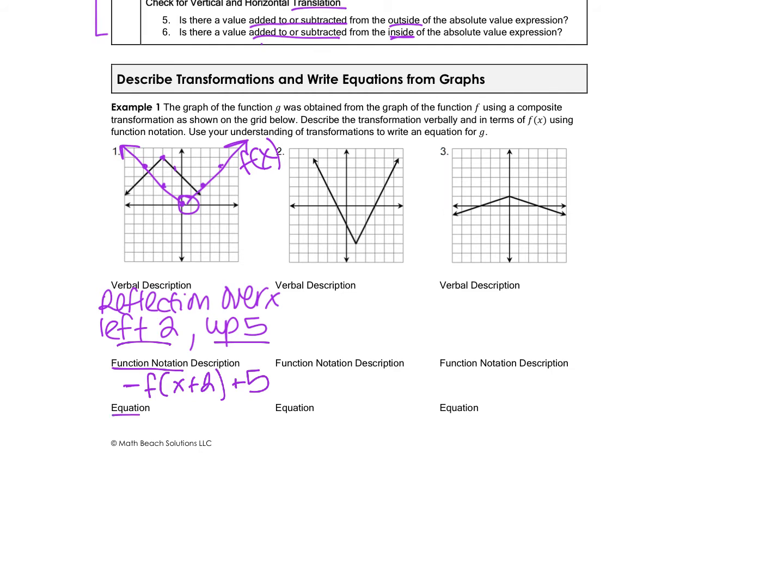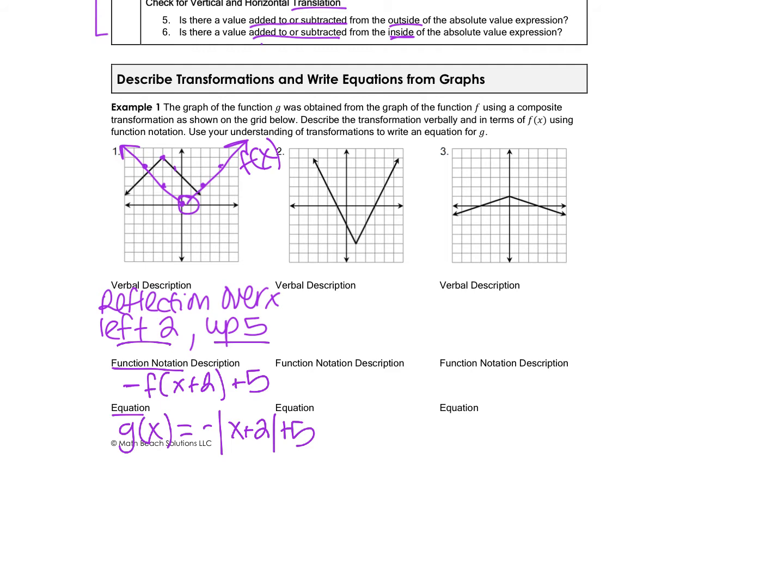Then we're going to come up with the actual equation. I'm going to call it g. We have a negative on the outside, we have absolute value bars, we're adding 2 on the inside because it's going to the left, and then you're adding 5 on the outside because it's going up. So there's your equation for that particular graph. If it helps you to draw out your parent function, you're welcome to do that.